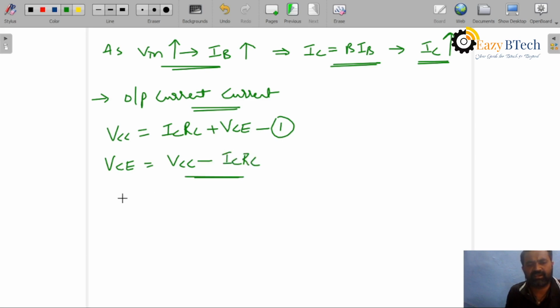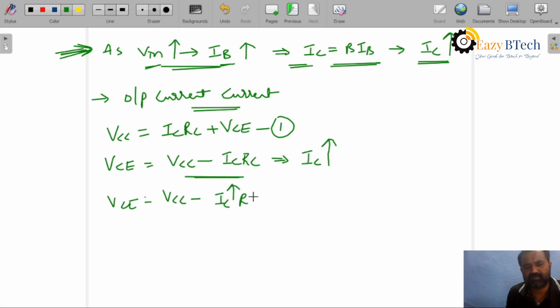Now you can see from the above expressions, as V in increases, IB increases, IC increases. As this IC increases, then definitely in VCE is equal to VCC minus IC RC, the subtraction increases, so this value decreases, that is VCE decreases. VCE decreases, that is output voltage decreases. As V in increases, VCE decreases. Got the point?